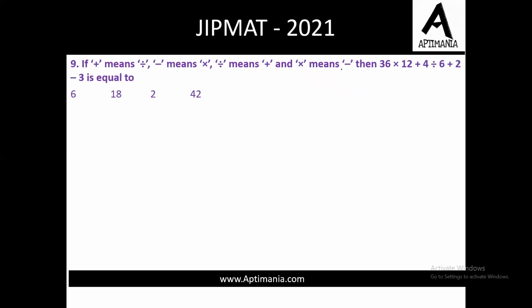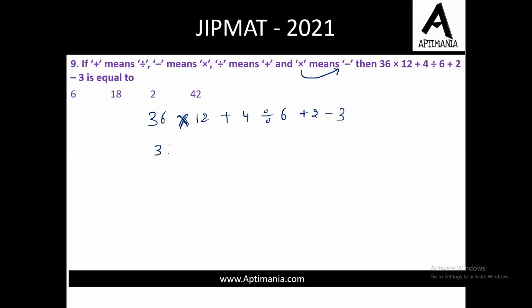Now next question, question number 9. So if plus means divide, minus means multiply, divide means this, and into means this, then we need to find the value of this expression. So expression is 36 multiplied by 12 plus 4 divided by 6 plus 2 and minus 3. Now first of all, to solve such question, what we need to do is we need to simply substitute the meaning of this sign. Now the meaning of multiply over here is, multiply means minus. So I will simply substitute the values.